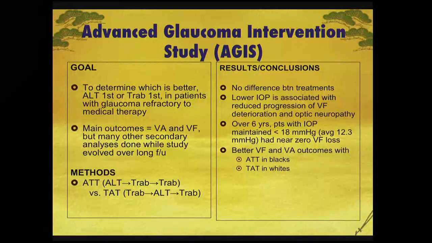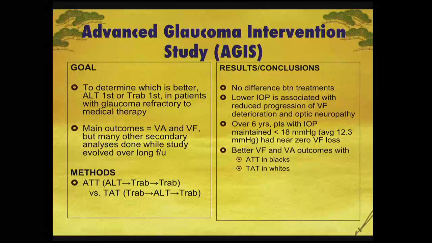Because there was so much data collected in this study, there's a lot of different studies, and a lot of it's a sort of post hoc analysis. So you have to look a little bit skeptically at some of the conclusions. But what the study did was it took patients and randomized them either to a laser trabeculoplasty, and if that failed, a trabeculectomy. If that failed, another trabeculectomy, versus doing trabeculectomy first. And the main study result was that there was no difference between treatments.